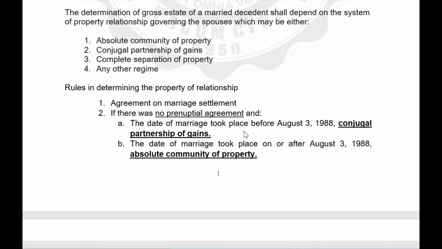However, if you get married after August 1988, it doesn't mean you can no longer choose conjugal partnership of gains. It becomes absolute community only if there is no prenuptial agreement. So if there is no prenuptial agreement, it depends on the date of marriage. Okay?